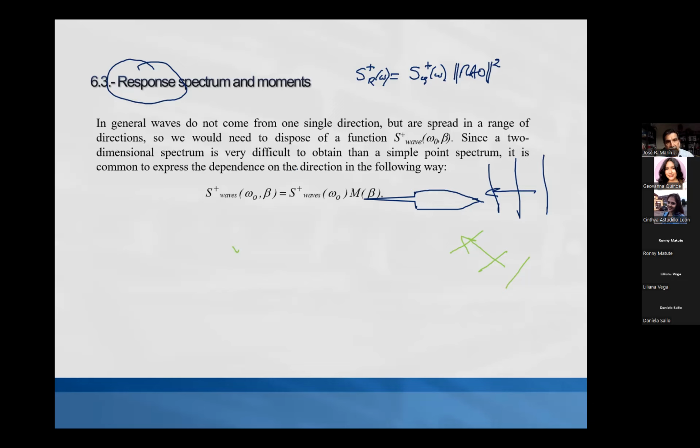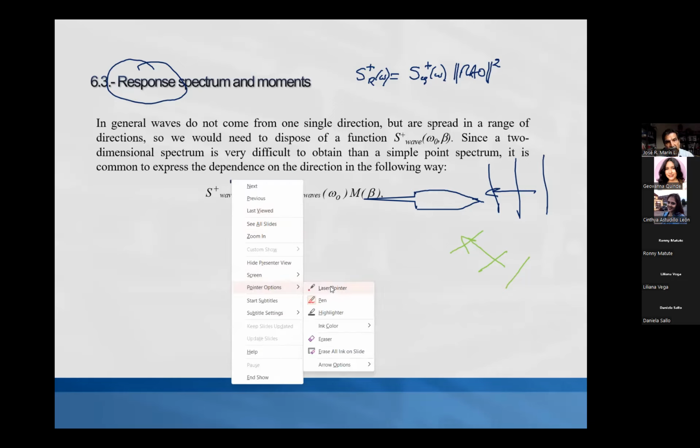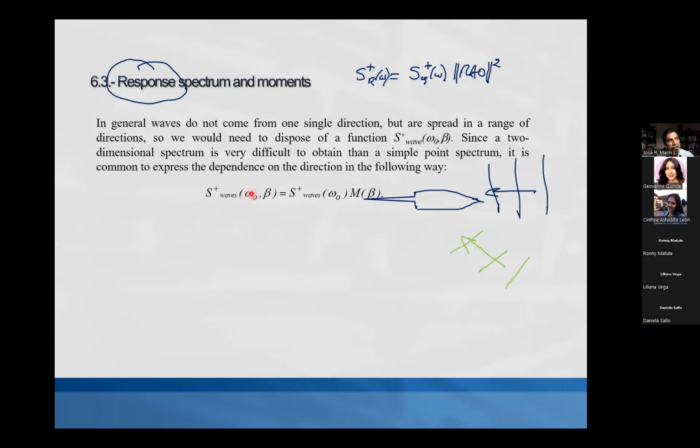Now, this function depends on two variables, right? It's very difficult to set up. So what people do is this. We assume that we can develop this function using Pierson-Moskowitz, ITTC, or something like that. And then we assume that there is one main direction from which we receive the waves.